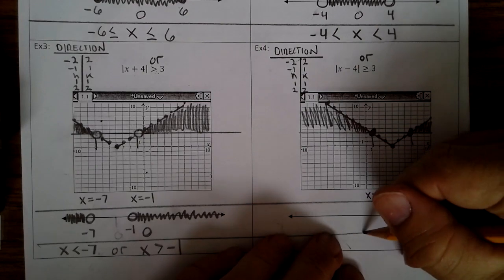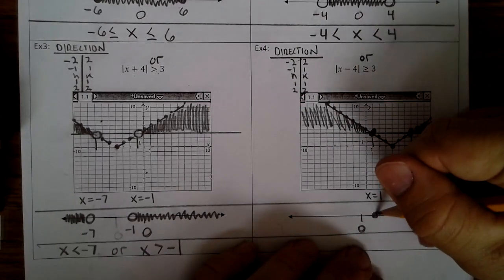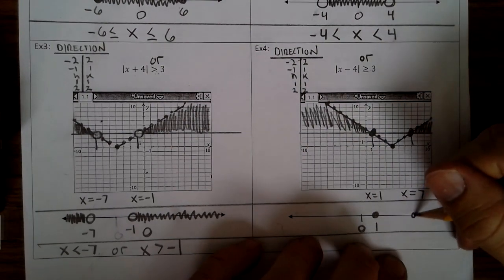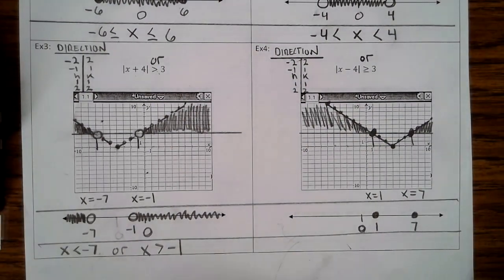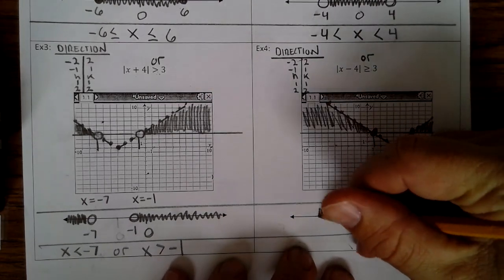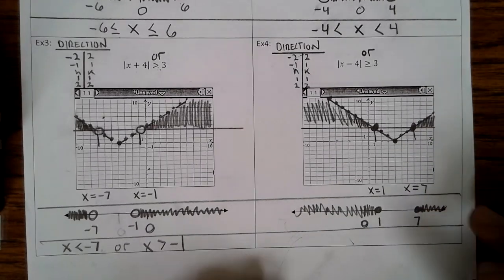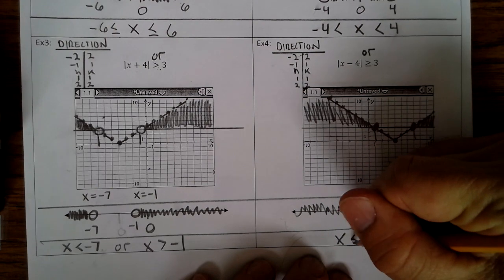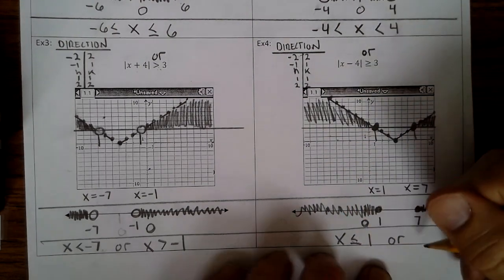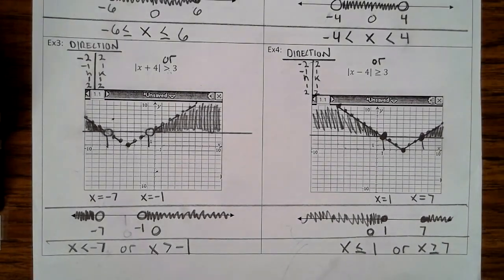Now our 0 lining up with the graph is right here. And then we have a closed circle at 1 and a closed circle at 7. And you can see from the graph that we shade to the left of 1 and we shade to the right of 7. So our solution is x less than or equal to 1 or x is greater than or equal to 7. All right.